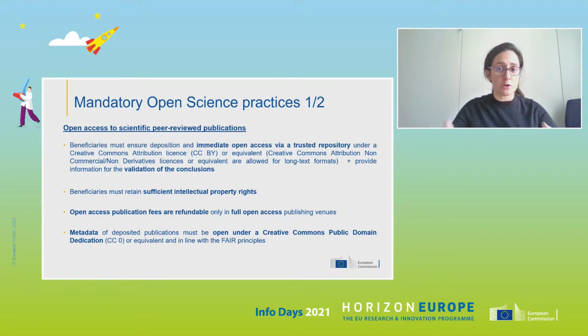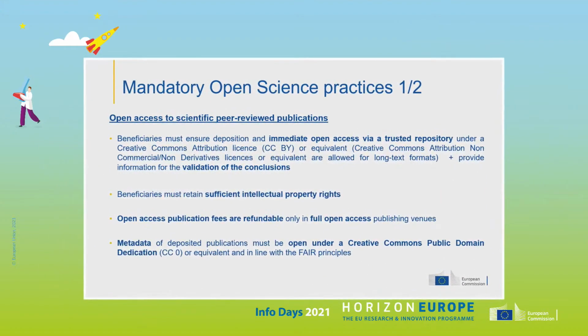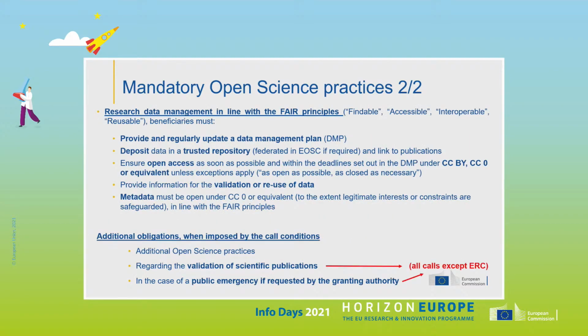There are some venues in which some content is openly accessible to everyone, but in which some content is only accessible to those with a subscription, for example, to a scientific journal. Our beneficiaries can publish in such a venue, but the publication fees will not be refundable. And metadata of deposited publications must be open under a Creative Commons public domain dedication or equivalent, and in line with the FAIR principles that I mentioned before: findability, accessibility, interoperability, and reusability. So this is the first pillar, let's say, about publications and the obligations that our beneficiaries have with regard to scientific peer-reviewed publications. Next slide, please.